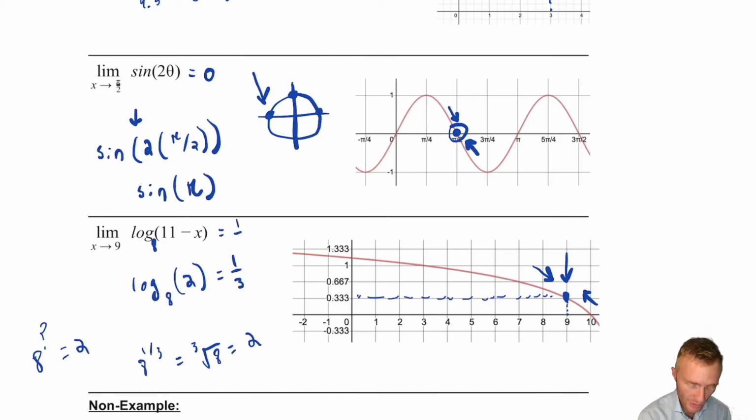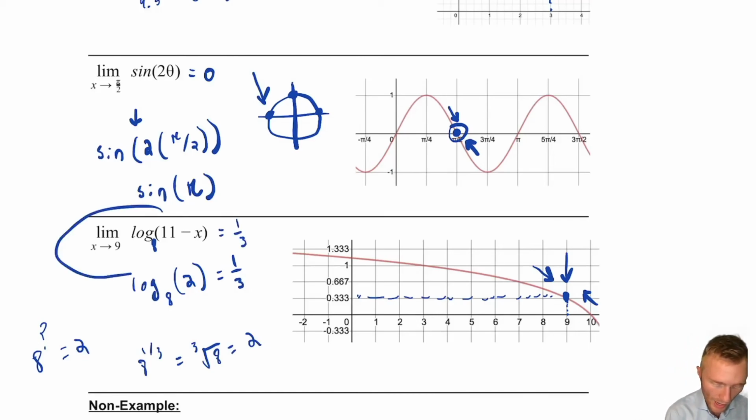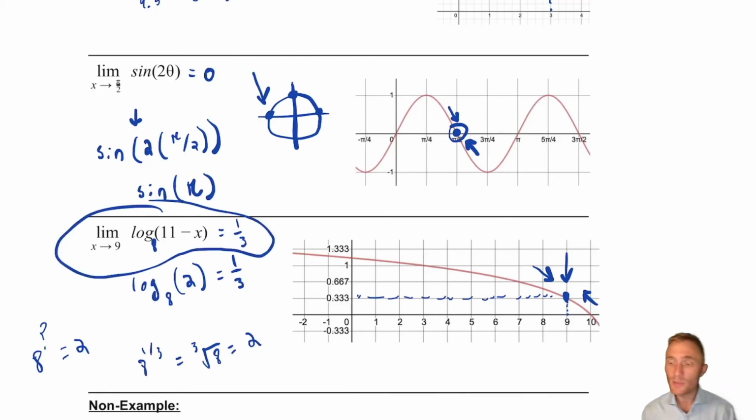So anytime you have a continuous function, anytime you don't have any discontinuities, you never end up dividing by 0, you never end up taking the square root of a negative number, you don't have to worry about that. You can just plug right in, that's your limit.